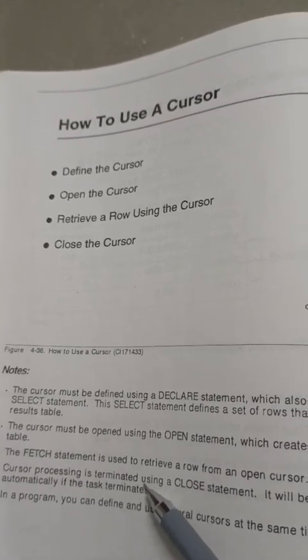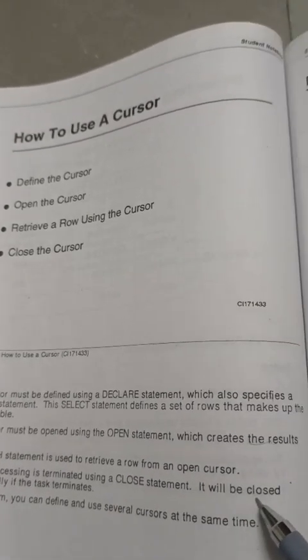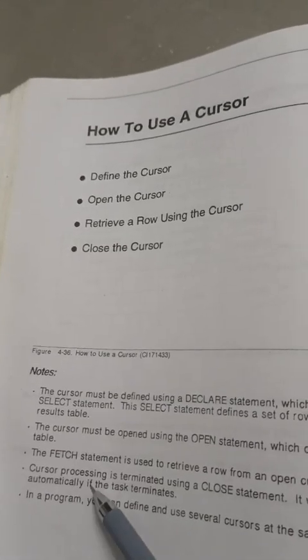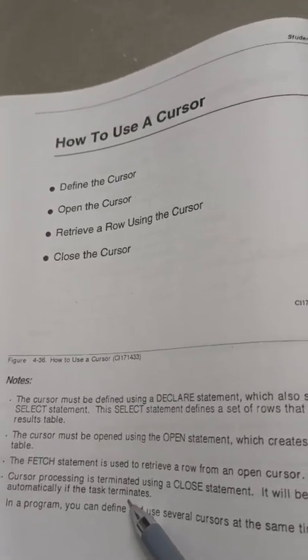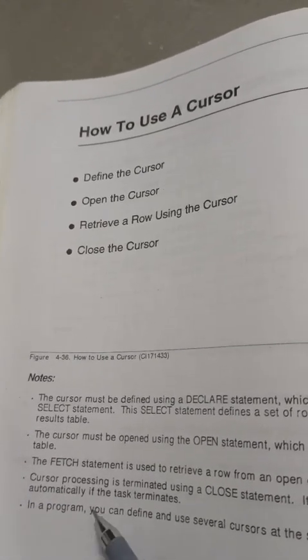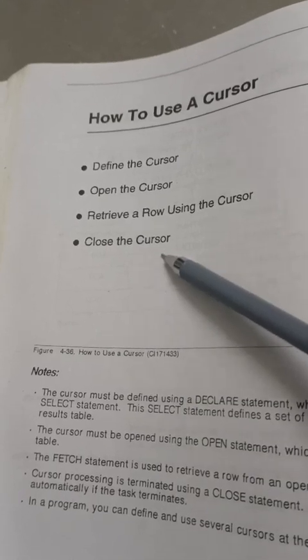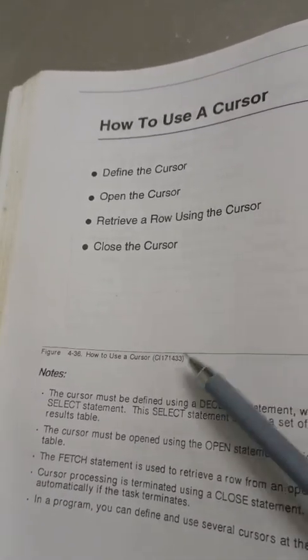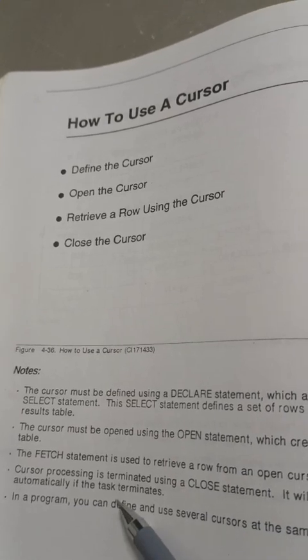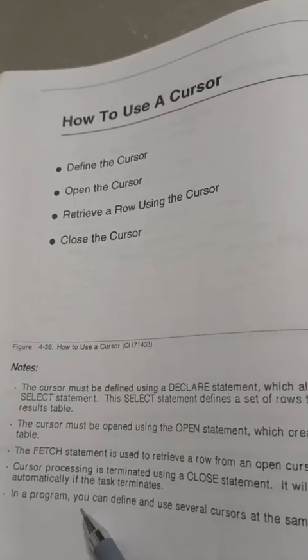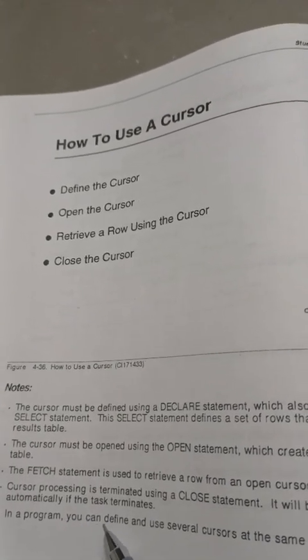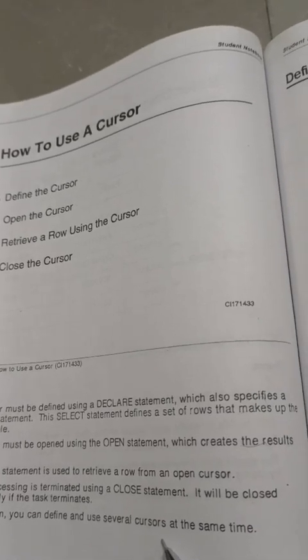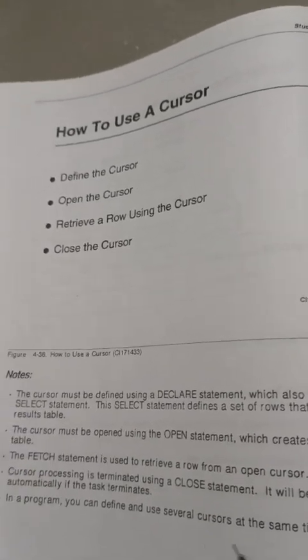Cursor processing is terminated using the close statement. If you don't close the cursor, what will happen? If the close cursor command has not been given, the cursor will be closed automatically when the task is terminated. In the program, you can define several cursors at the same time.